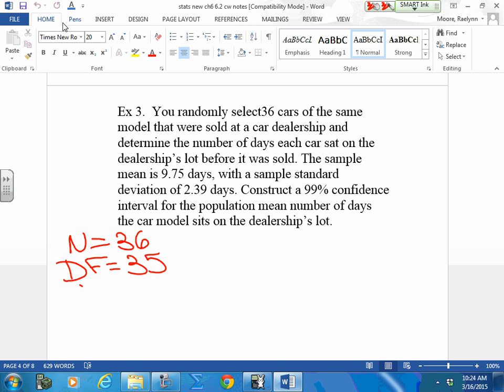Right? Good, now notice how she keeps track of her degrees of freedom at the same time. She pulls out all her information. Good.